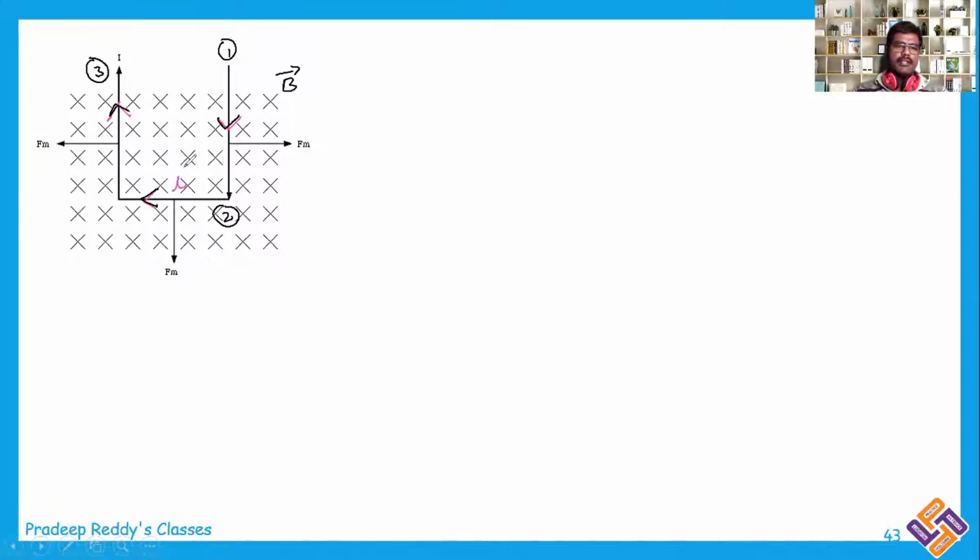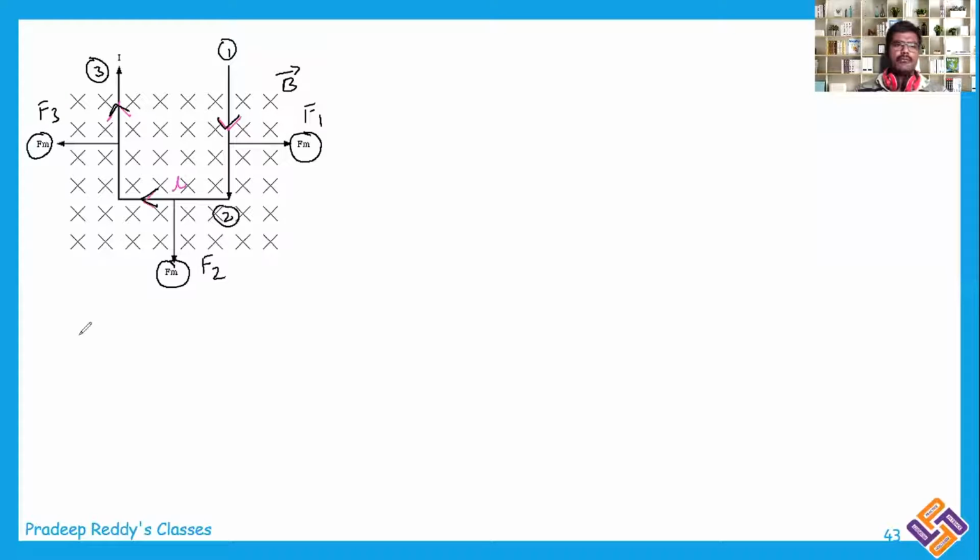Now what about the force acting on this conductor? The magnetic field is inside. You can use the left hand rule to find out the force. For the first segment, force is to the left side. In the same way, you change the direction of current. For the second segment, force is downward. And for the third segment, force is in this direction. Now, overall, this I consider as F1, this as F2, and this as F3.